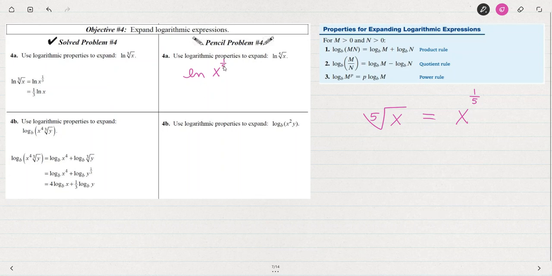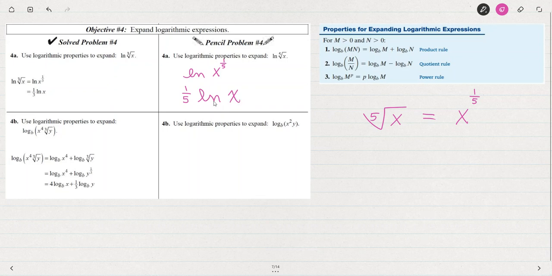What I could then do is rewrite this, bringing that 1/5 down. This says use log properties to expand. It doesn't tell me which property to use, but I need to know that when there's an exponent, I'm going to use the power rule that says that the power, the 1/5, falls down in front. So we get 1/5 natural log of x, 1/5 log base e of x.